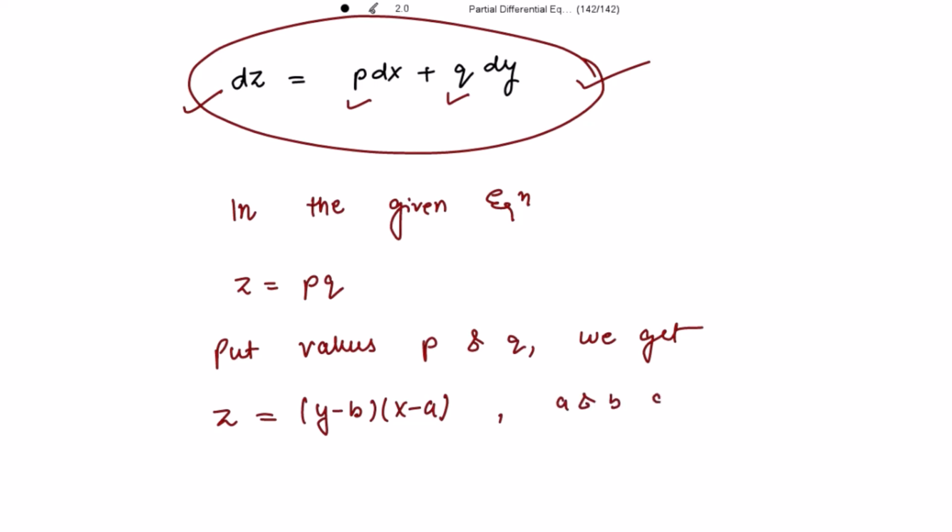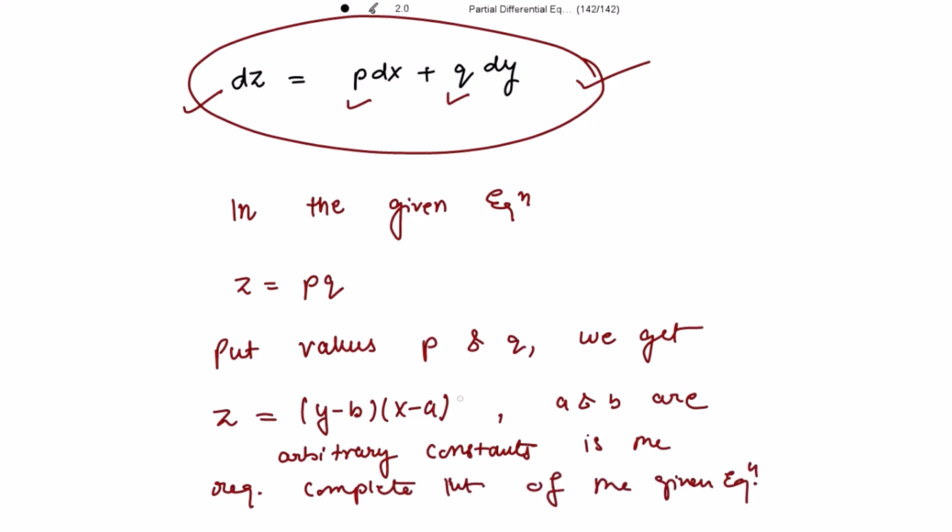where a and b are arbitrary constants, is the required complete integral of the given equation. We can also change this solution to z equal to y plus b dash into x plus a dash, where you can use b dash equal to negative of b. If you want the signs to be positive in the bracket, that doesn't matter because these are constants. You can use any value of a and b, negative or positive, it is a constant. So this is also correct and this is also correct. Okay, thank you.